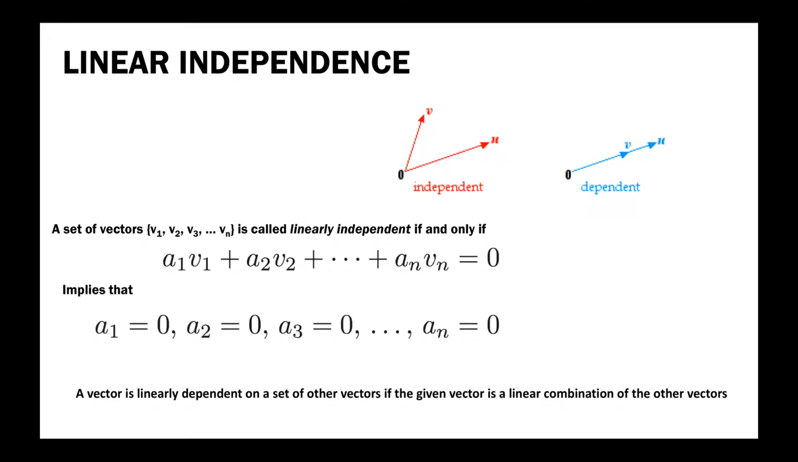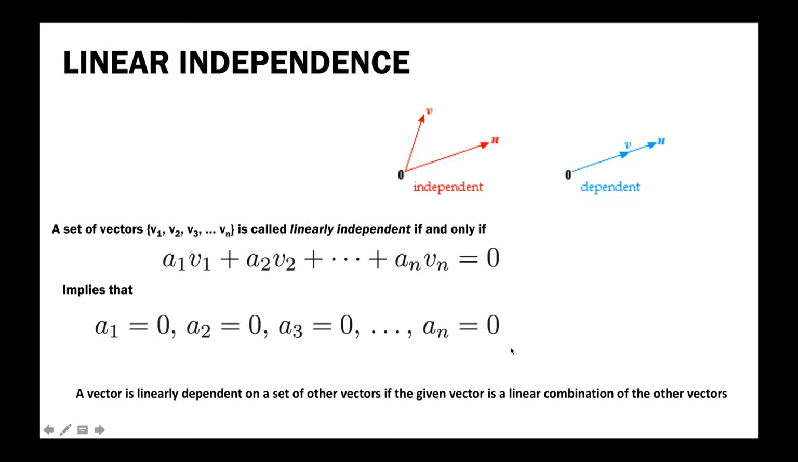The definition is: if I have a set of vectors v1 through vn, then I call them linearly independent if and only if the only solution to this equation, which is a linear combination of these n vectors, a1 times v1 plus a2 times v2 plus an times vn equal to 0, is if all of the constants here are 0.